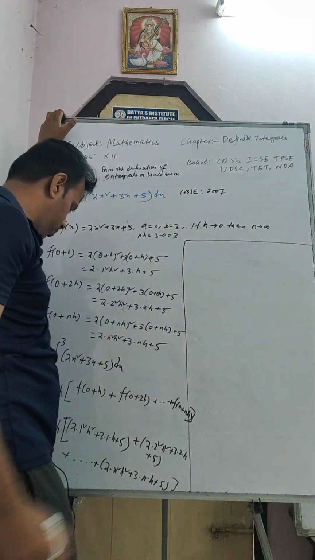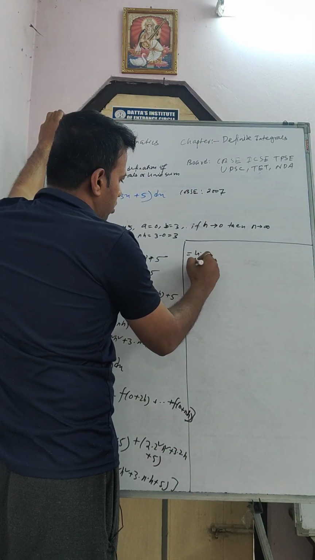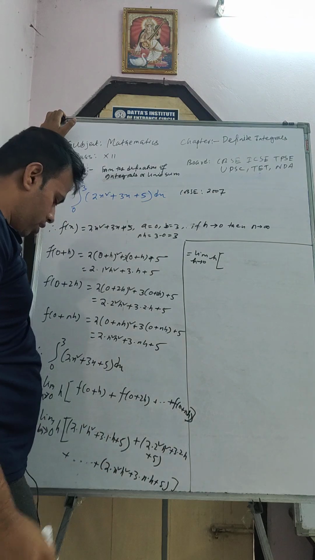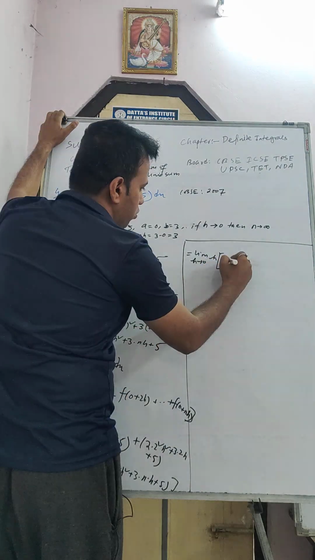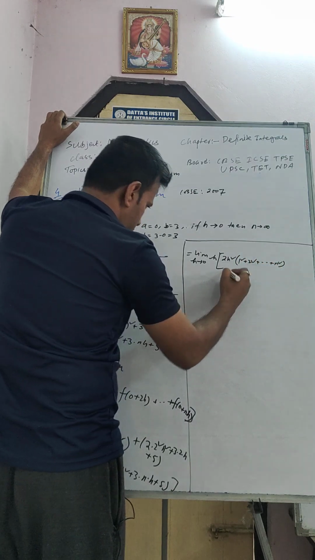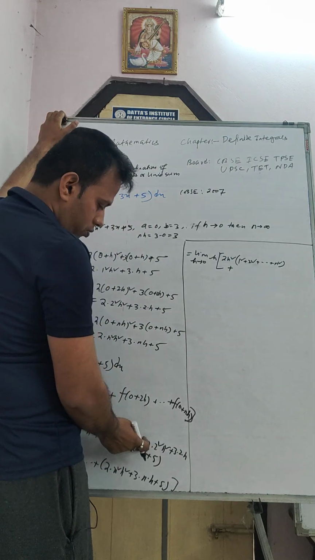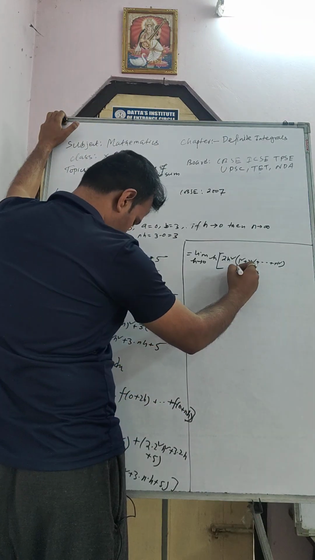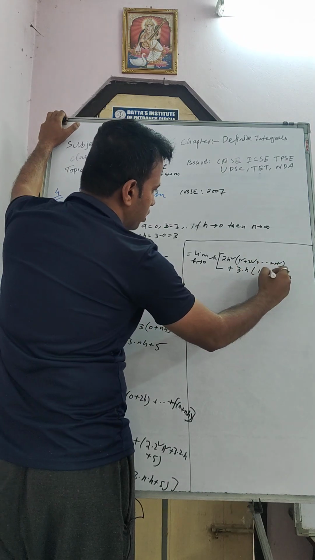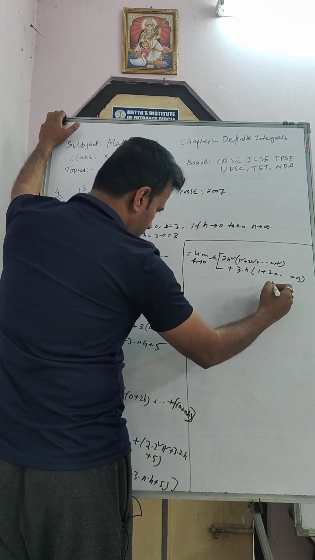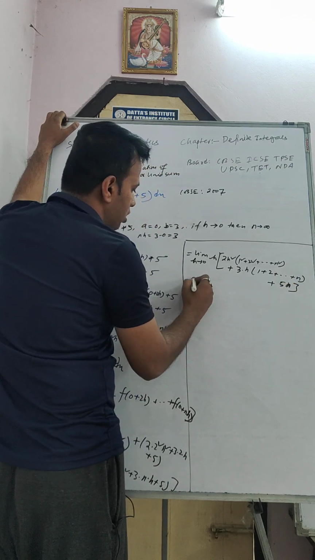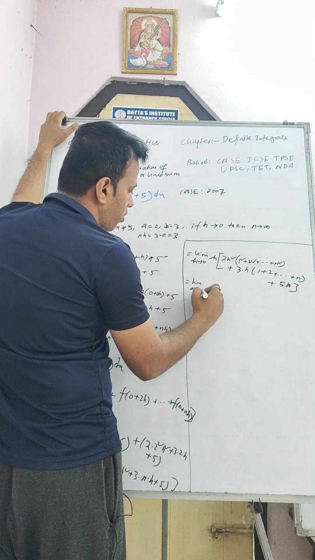Now come here: limit h tends to 0, and it will be h. If I take 2 and h square as common, it will become 2h square into 1 square plus 2 square plus dot dot dot n square. And if I take from the next part 3 into h, it will be 1 plus 2 plus dot dot dot n, and plus 5 into h, it will be 5nh. Okay, now we can write this with n tends to infinity.